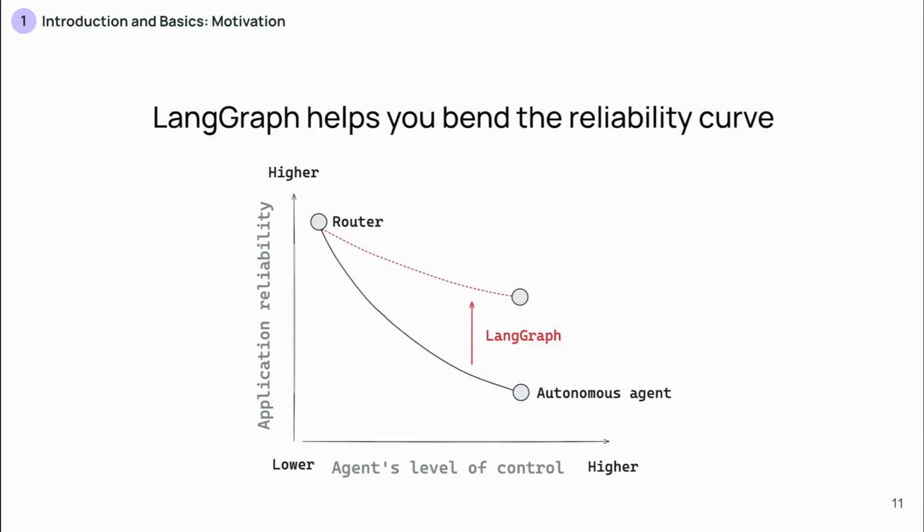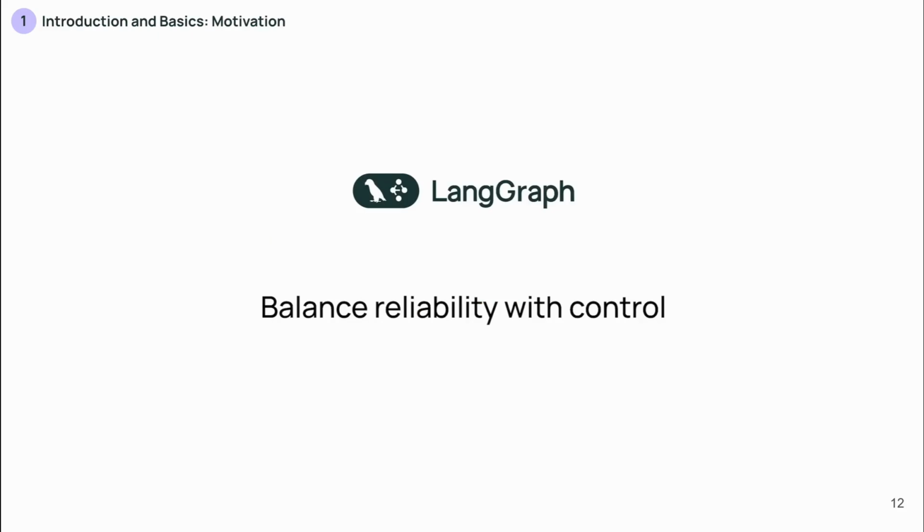So this is really setting up the motivation for LangGraph. LangGraph aims to help you bend this reliability curve, allowing you to build agents that maintain reliability even as you push out the level of control you give to the LLM or agent. And this is a simple statement to keep in the back of your head: why LangGraph, and what are we trying to achieve with it.